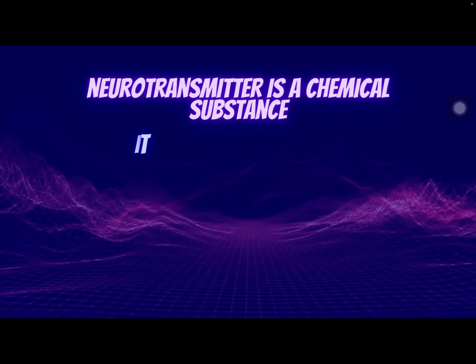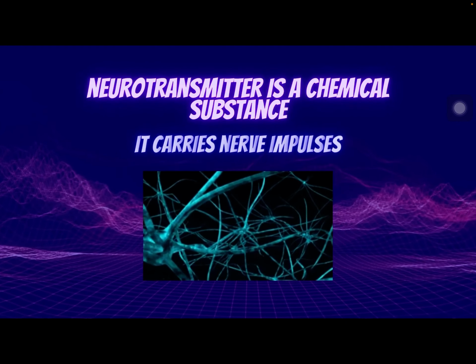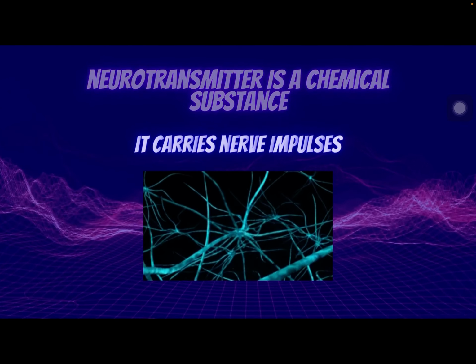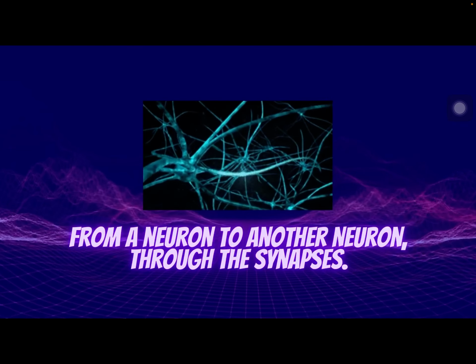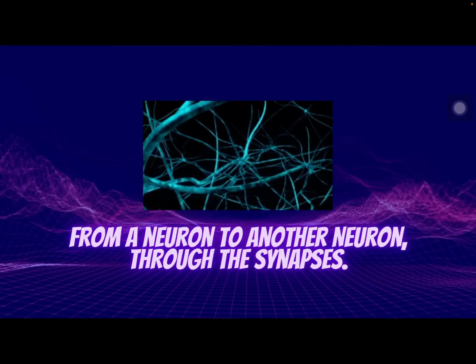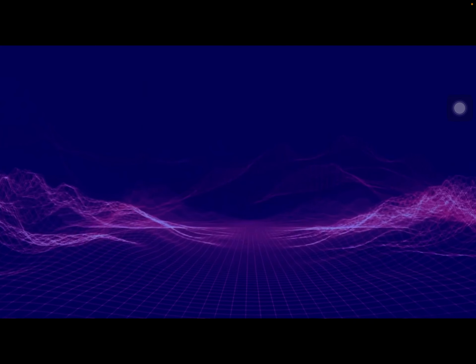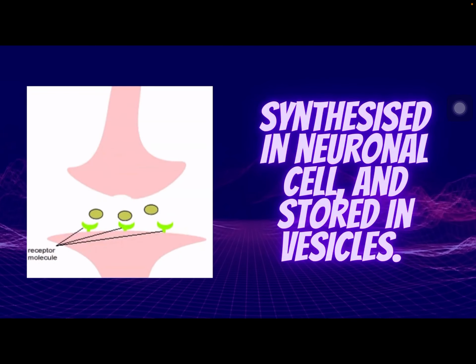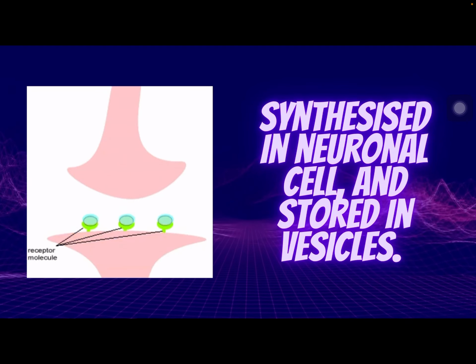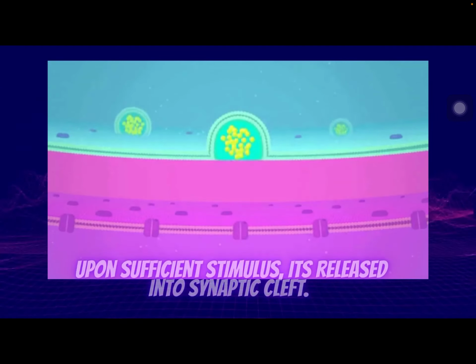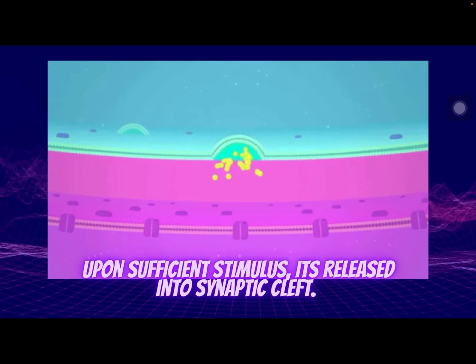Neurotransmitter is a chemical substance that carries nerve impulses from a neuron to another neuron through the synapses. Synthesized in a neuronal cell and stored in vesicles. Upon sufficient stimulus, it's released into synaptic cleft.